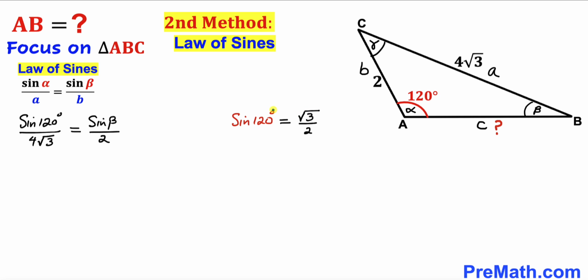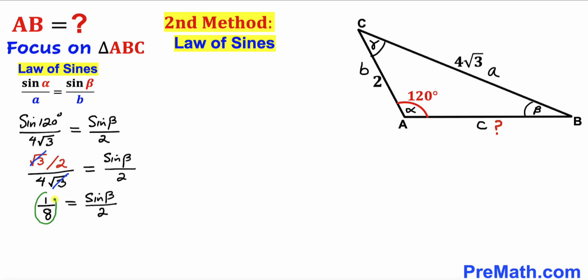And we know our sine of 120 degrees is square root of 3 divided by 2. So therefore I'm going to replace it over here. As you can see in this next step, I have replaced this sine of 120 degrees by square root of 3 divided by 2. And here in this next step, square root of 3 is gone with this square root of 3. So therefore the left hand side turns out to be 1 divided by 8 equal to sine of beta divided by 2. And now let's multiply both sides by 2 to isolate sine of beta. So therefore sine of beta turns out to be 1 divided by 4.